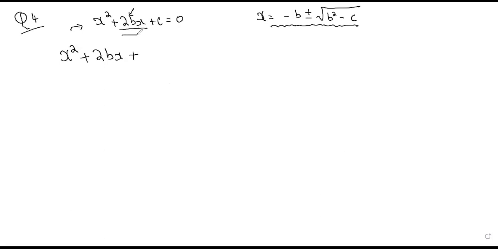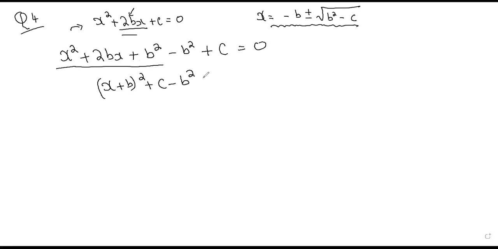The coefficient is 2b, half would be b. So I'll square b. I'll do minus b squared plus c equals 0. Now this is a complete square. I'll do (x plus b) squared plus c minus b squared equals 0. And now in order to solve this, I can just make x the subject.